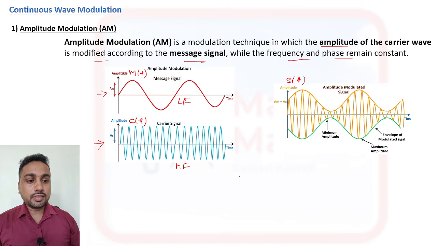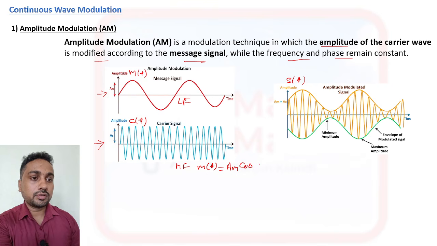If we talk about our master signal, m of t, it is Am cos 2 pi fm t. This is the master signal. Now we have c of t, the carrier signal, which is Ac cos 2 pi fc t. This is the carrier signal. Now we have s of t, which we call the modulated signal.